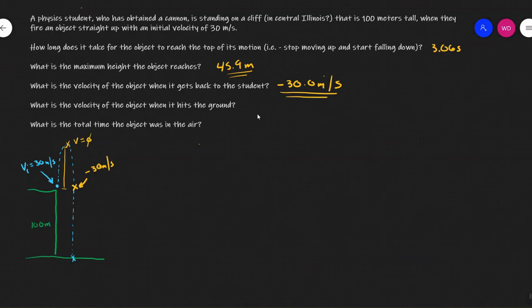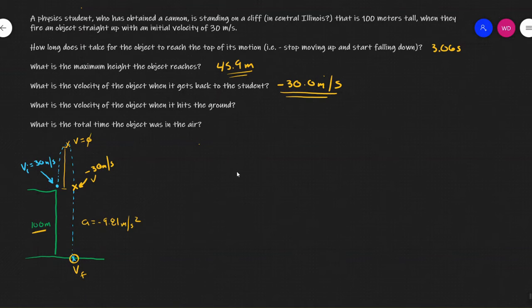All right, so now that we know all these details, we can figure out the last part of this problem, which is what is the velocity of the object when it hits the ground. In other words, we are looking for its velocity at this point right here. We know some things. We know that this displacement is 100 meters, that its acceleration is minus 9.81 meters per second squared, and that its velocity at this point is 30 meters per second down. We want to find V final.